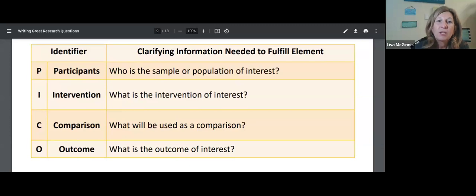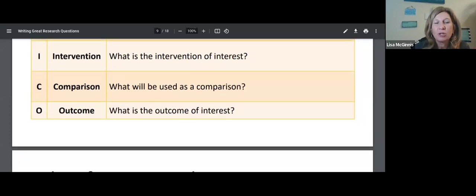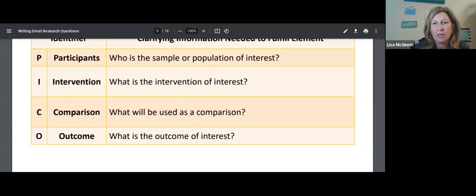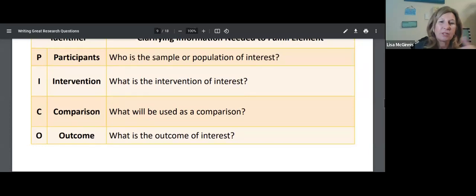So PICO stands for participants, the sample or population, the intervention, what are we going to apply, the comparison, what will be used as a comparison. So if I'm applying the intervention here, what is the other group going to get? And the other group could get nothing, and that's okay. That's still a comparison, but we need to be able to compare our intervention group to something. And then what are we looking at as the outcome? In other words, what is our assessment to determine if the intervention is successful or not successful within our study?